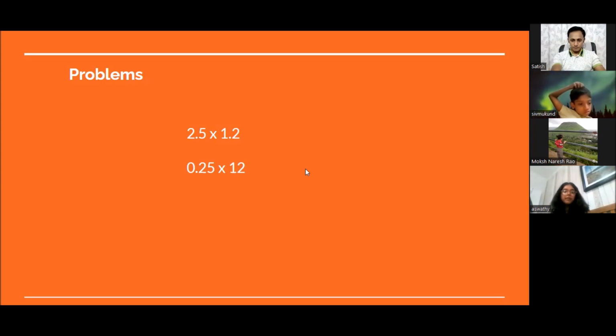But like the before one, there was a decimal point, so I could do both of them. Yeah, but how did you do it? 2.5 into 1.2, how did you do it? I tried to do it the way I told you, the multiplication way. Yeah, so that's why I'm telling. That is tough, so don't do it that way. What you do is you multiply 25 into 12. 25 into 12 is 300.